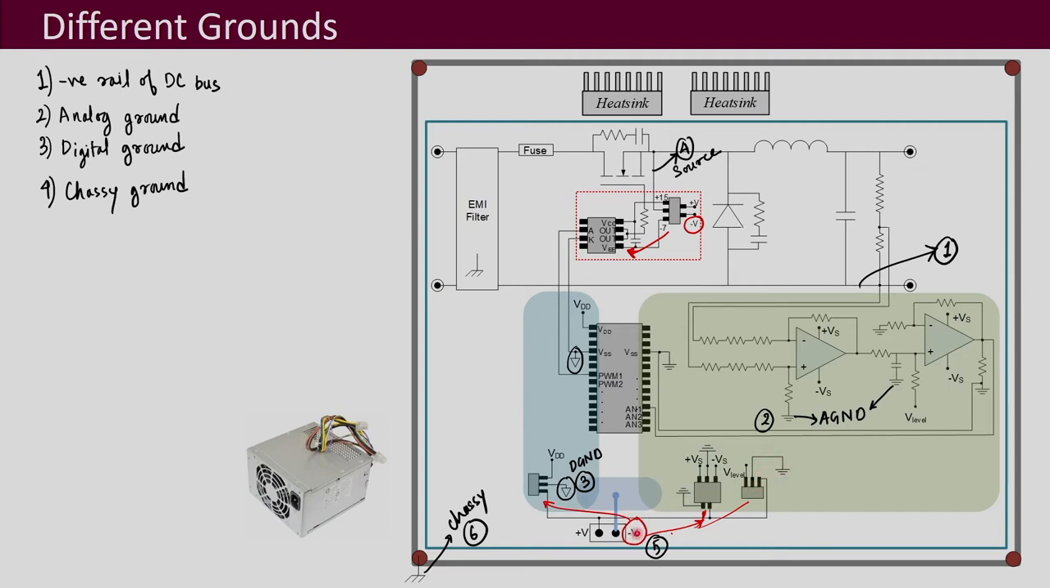So, your V minus and your analog ground AGND are supposed to be connected. Similarly, your DGND and this V minus reference are also supposed to be connected. That means your DGND and AGND are connected to the V minus point, and this V minus is further connected to the isolated power supply IC for the driver. Like that, many different types of grounds may be connected; some may be connected, some may not be connected to each other.